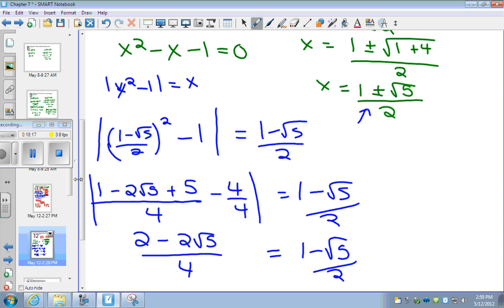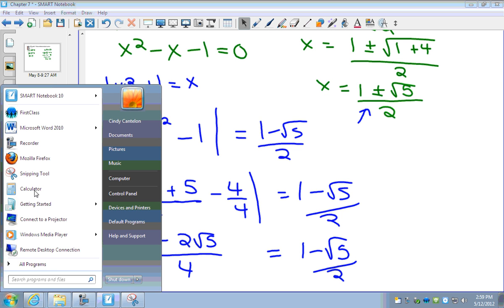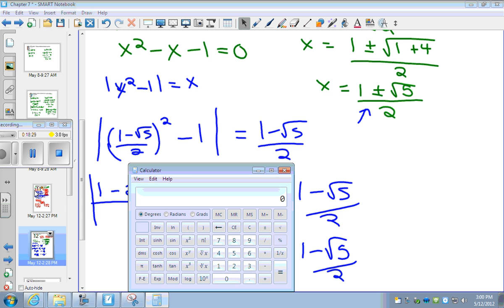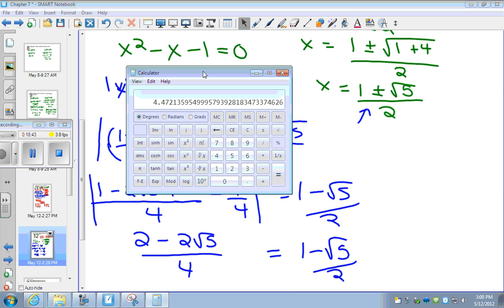Okay, let's think about this for a second. 2 root 5, what does that equal? Is that smaller than 2? And let's see if my calculator will come up here. My computer is very slow. Okay, the square root of 5 times 2. That's 4.47. So I have 2 minus 4.47. Oh dear, how do I go about this one?